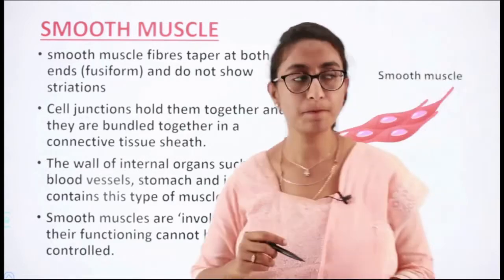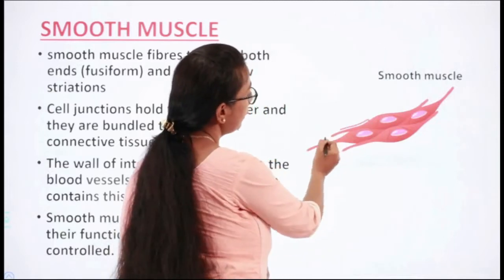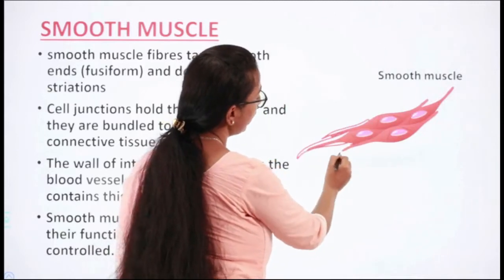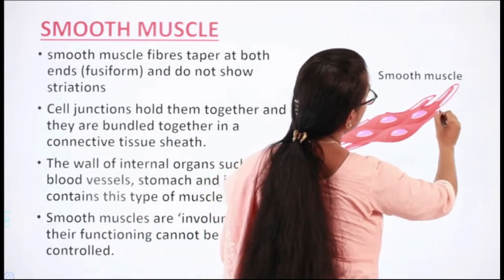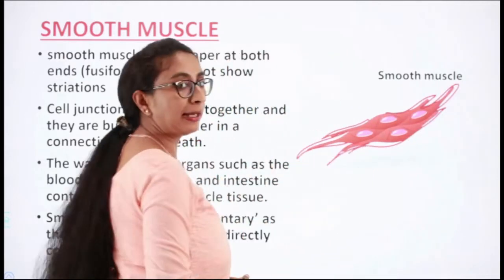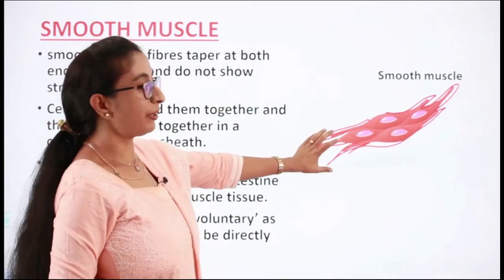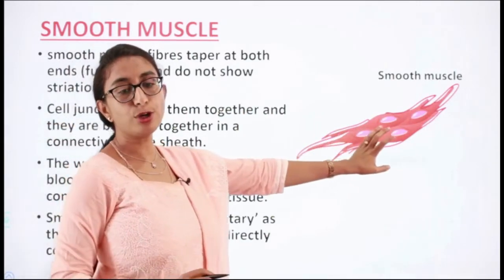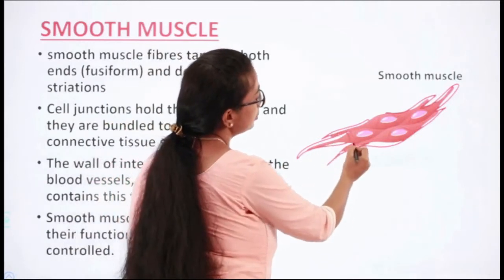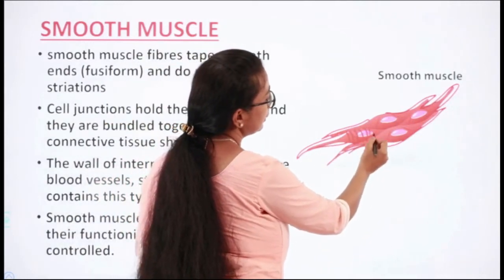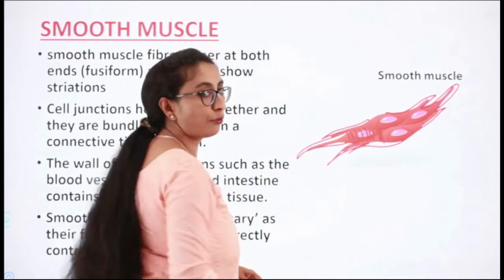Here you can see they are tapering at the ends. They are not like the other muscles, right? You can find them tapering at the end and they do not show any striations. What do we mean by striations? That is the pattern like this that is not present over here.